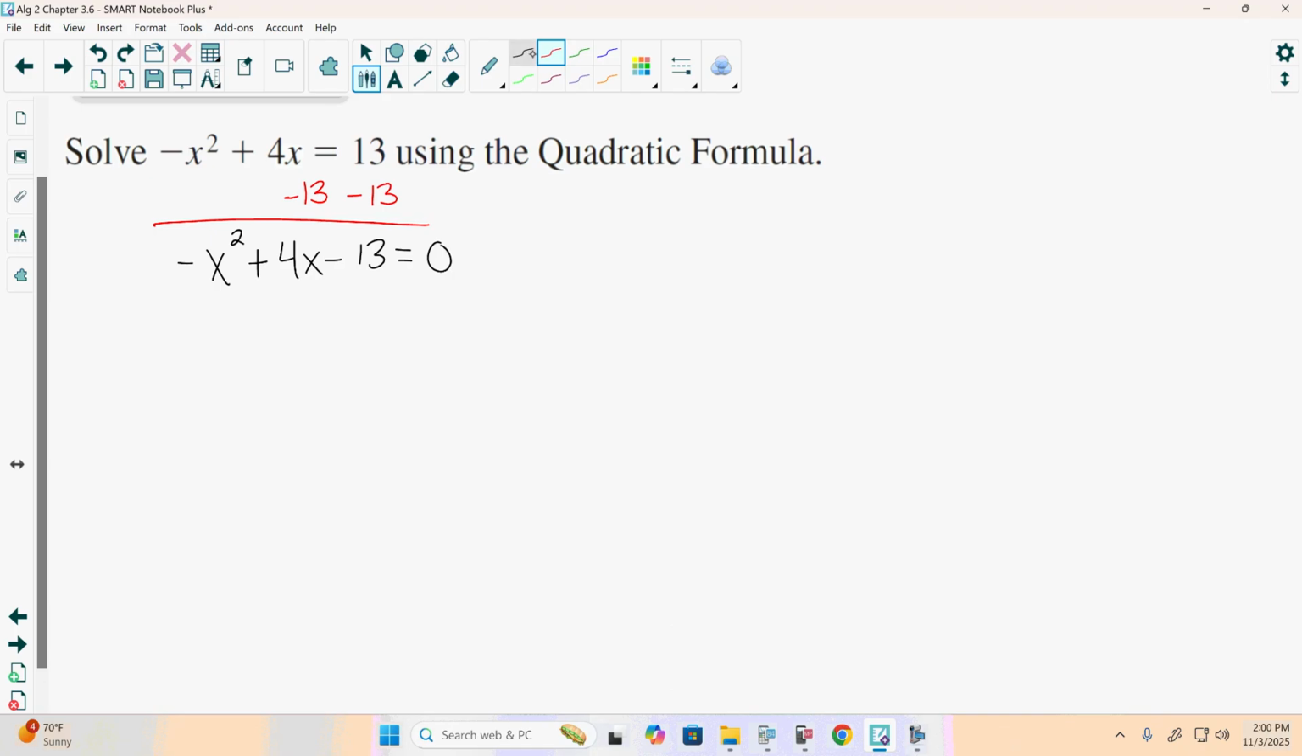If we leave it, the next thing we need to do is just find the values of a, b, c. A would be -1. B would be +4, and c is -13.